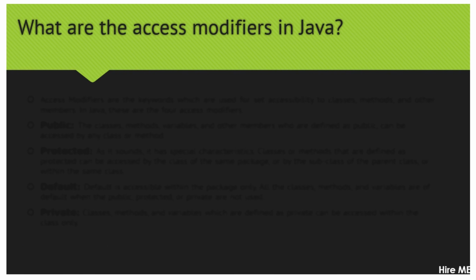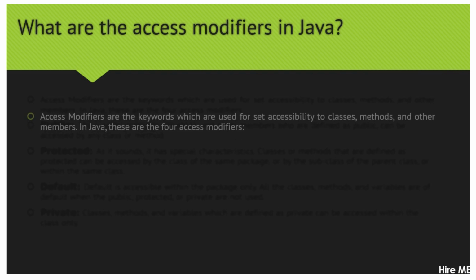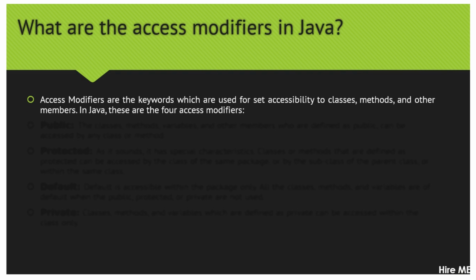What are the access modifiers in Java? Before moving on, let's understand what is meant by access modifier. An access modifier is nothing but a keyword which is used for setting the accessibility of classes, methods, or any other member used in the Java program. In Java, there are 4 access modifiers.